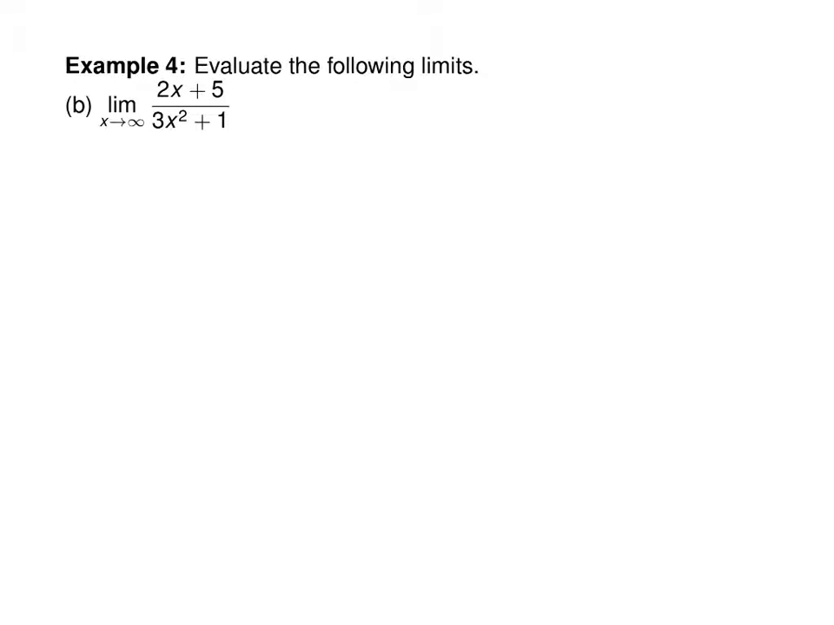This one is the first one we've seen where the powers don't match, right? They're not the exact same. So you can do this one of two ways. I think it's easier to look at the 2 and take the lowest power and multiply by 1 over that. So what's the lowest power comparing the numerator and denominator? X. So multiply by 1 over x and 1 over x. 2 plus 5 over x over 3x plus 1 over x.